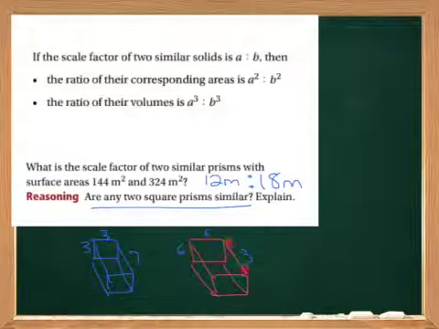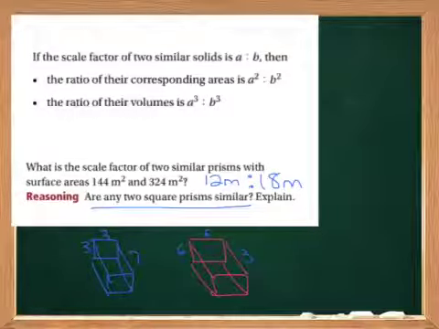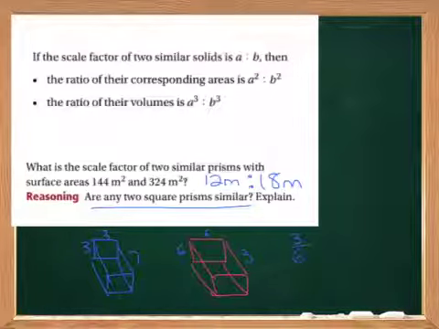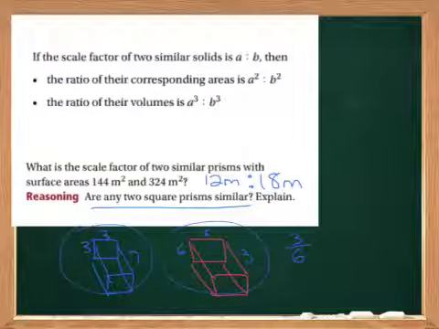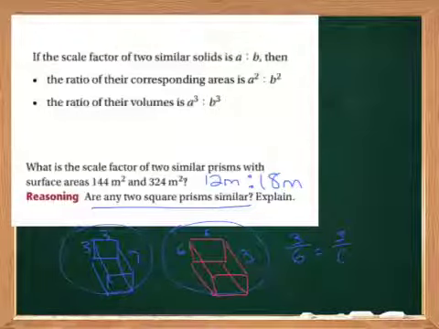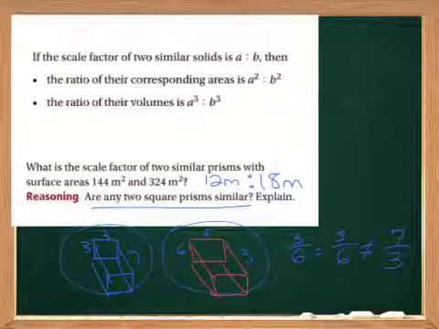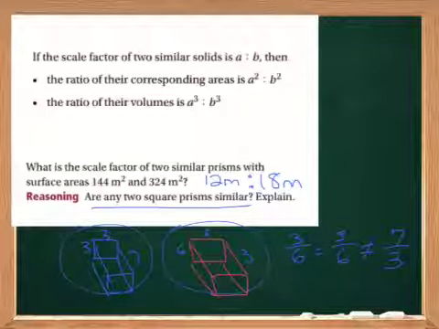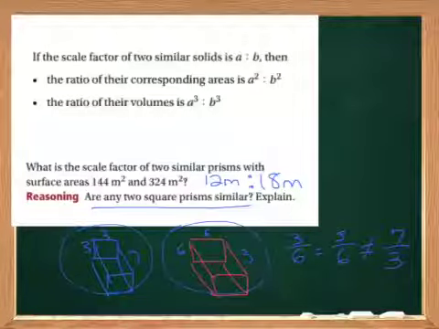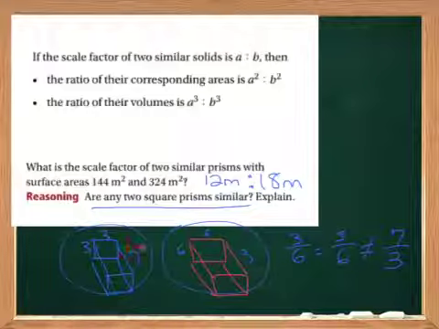But because the heights may not be in proportion, so we have 3 over 6 going from here to here equals 3 over 6, but that does not equal 7 over 3. So no, any two square prisms will not be similar, but any two cubes will be, because then they'll have the same height.